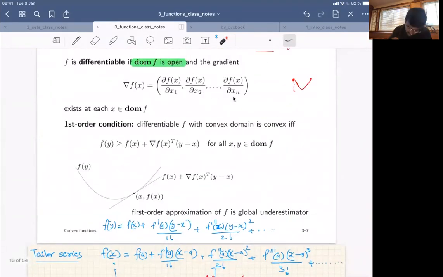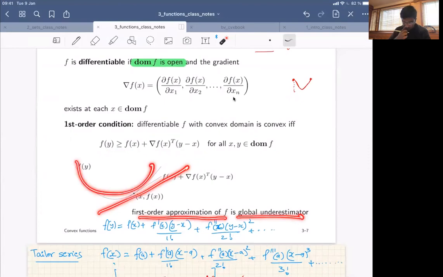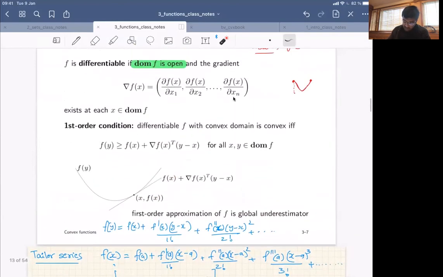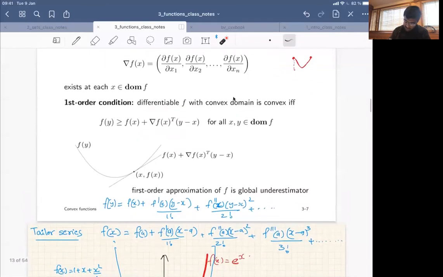So what is the first order condition? It says that the first order approximation of f is a global underestimator. So this line will always fall below this graph. That's what this equation is indicating. This happens only if f is differentiable with a convex domain.